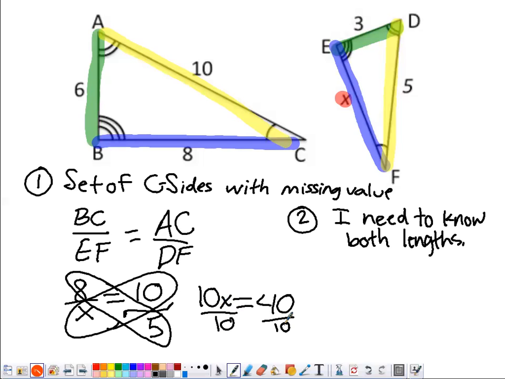Divide by 10, that gives you 4. So what's 10 divided by 10? 10 divided by 10 is 1, so I have x left over. And 40 divided by 10 is 4. So x equals 4. So Carson, you were right from the front. I didn't even have to do a proportion. I just used the ring. And I wrote 4 on the page. Very nice.